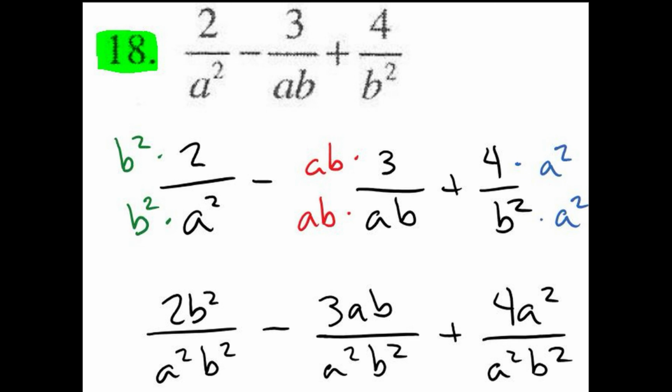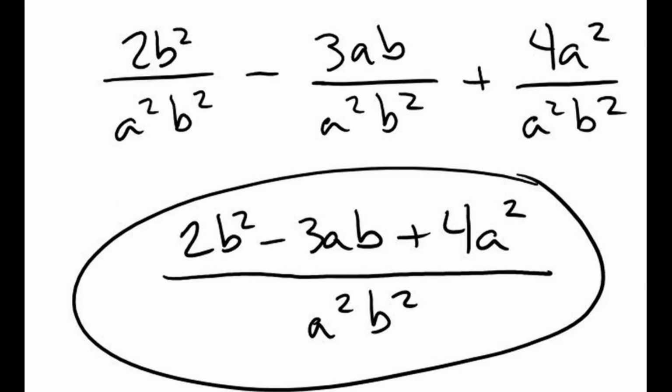So now all the bottoms are the same, so you can just combine the tops. So on the top, we can't add or subtract any of those because they have to have the same exact variables. So you're just going to write what you have: 2b squared minus 3ab plus 4a squared. There's nothing to do there. There's no reduction. And some people here are going to get real tempted to start canceling off b squareds and a squareds from the top and bottom, but you can't do that because they're being added and subtracted up top. If everything was being multiplied, you could do that, but you can't.